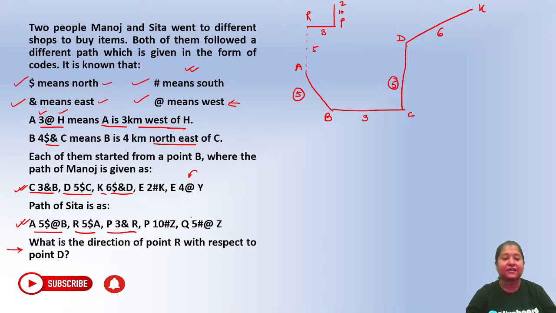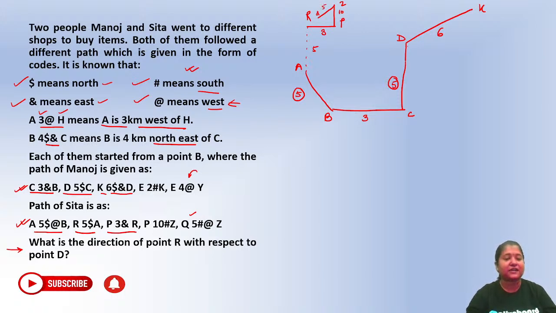Okay. And then we have Q5 hash at the rate Z. Hash at the rate means what? South and west. Hai na? So hash means south and at the rate means west. So you can see Q has to be somewhere to the southwest of Z and the distance has to be 5, right? So southwest you can see will be something like this. Let's say this is your Q here. ठीक है, थोड़ा सा complicated type का diagram है. So this is your 5 kilometers here.